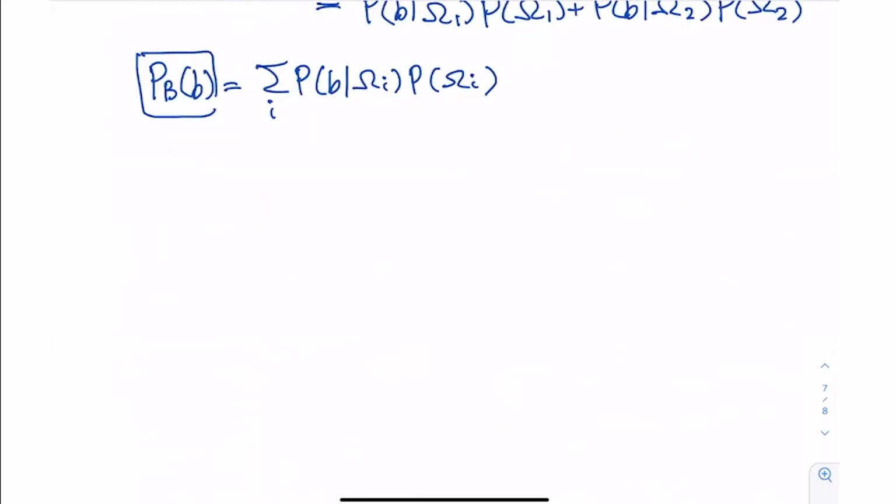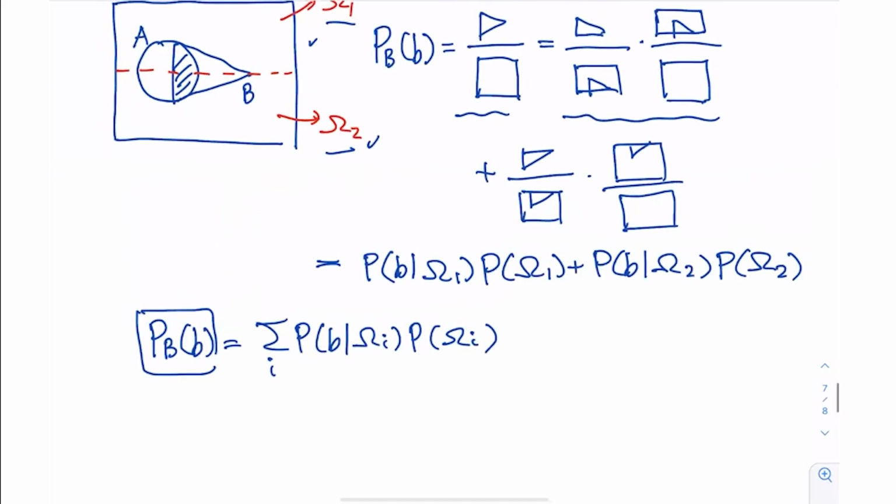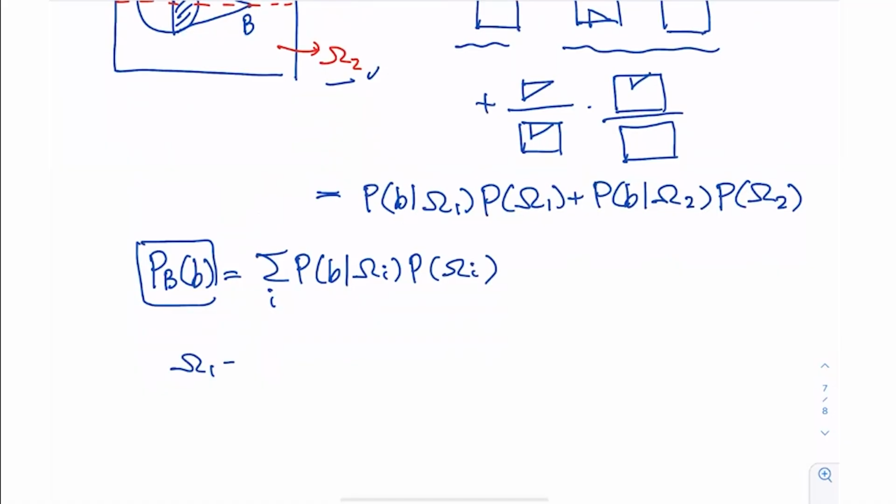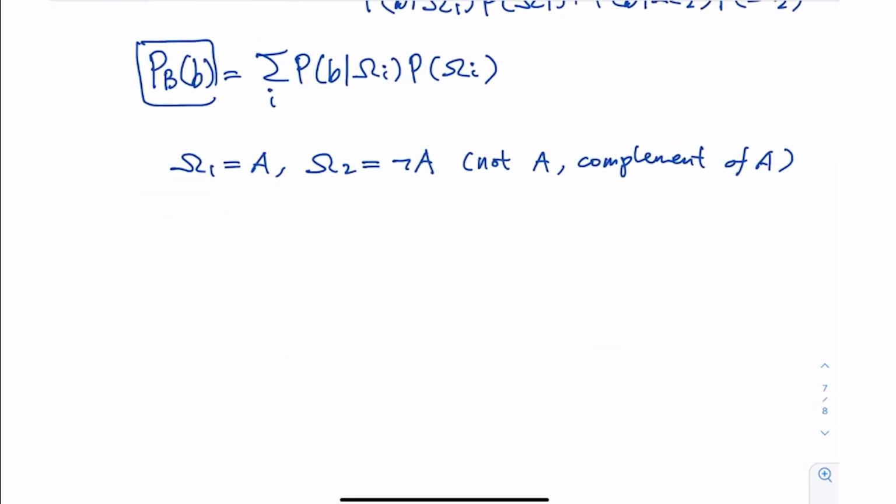So right now this omega i is chosen to be quite arbitrary, but in fact we can make a specific choice. For example, if I choose omega 1 to be A and omega 2 to be not A, which means the complement of A, then we'll see that the conditional probability can actually be expressed by this.